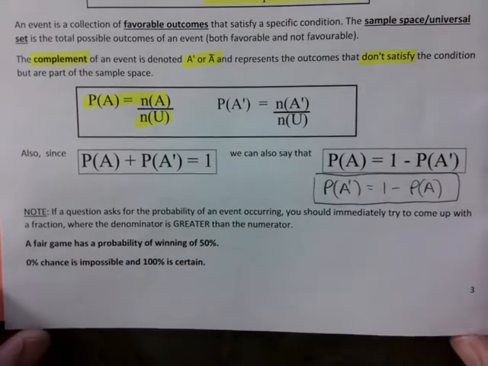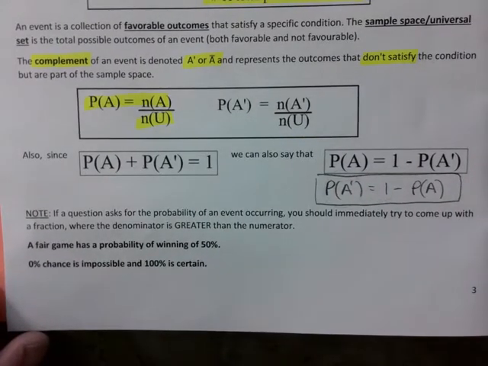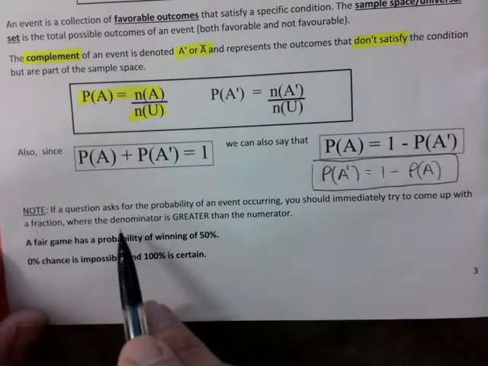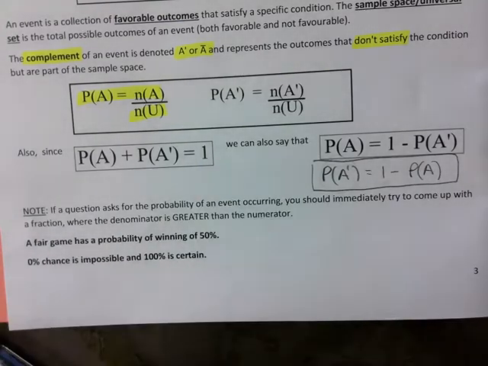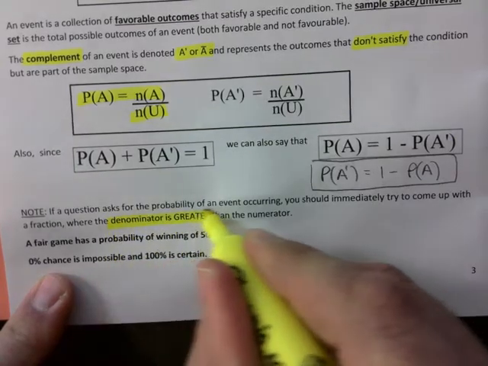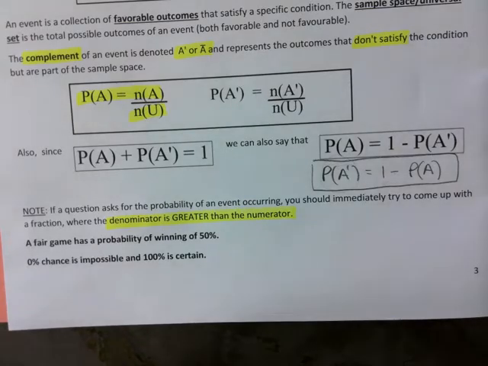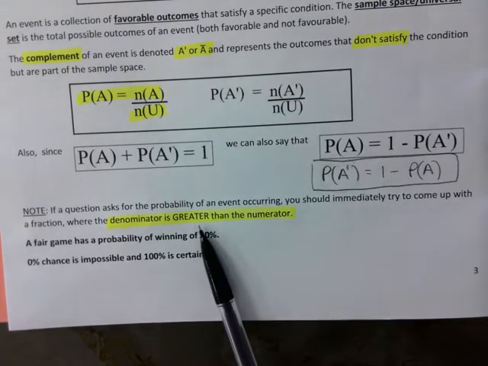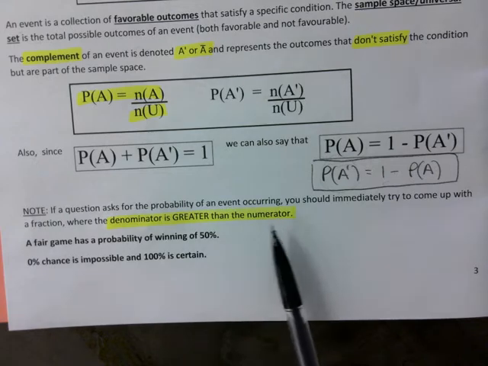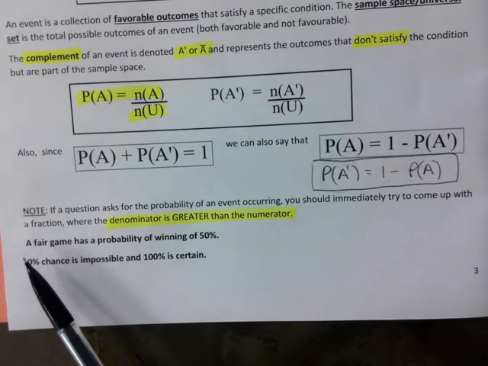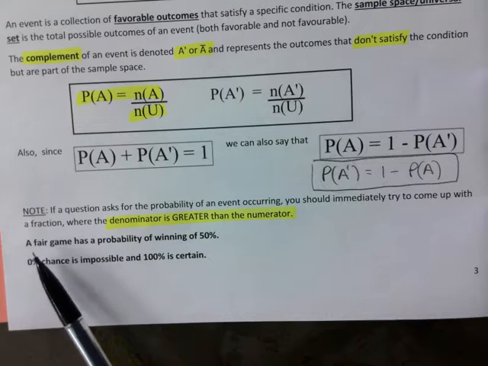Note, if a question asks for the probability of an event occurring, you should immediately try to come up with a fraction where the denominator is greater than the numerator. Guys, the notes are based on what I've seen students get wrong. You need to make sure your denominator is greater, and you'll see later on that it's easy to catch. Then you know you're wrong, and you need to change something in your calculations.